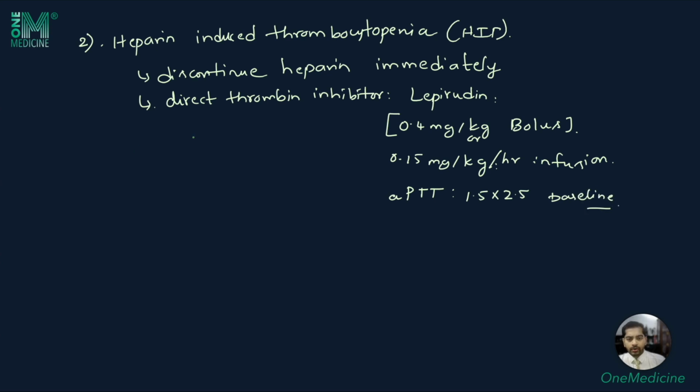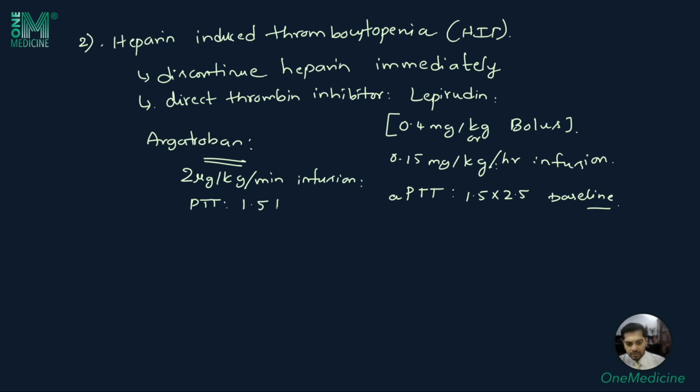The other alternative to lepirudin can be argatroban, which can be used in the dosage of 2 microgram per kg per minute infusion. Here, the activated partial thromboplastin time should be targeted to the range of 1.5 to 3 times the baseline. These are recommended in cases where there is treatment required for thrombosis.